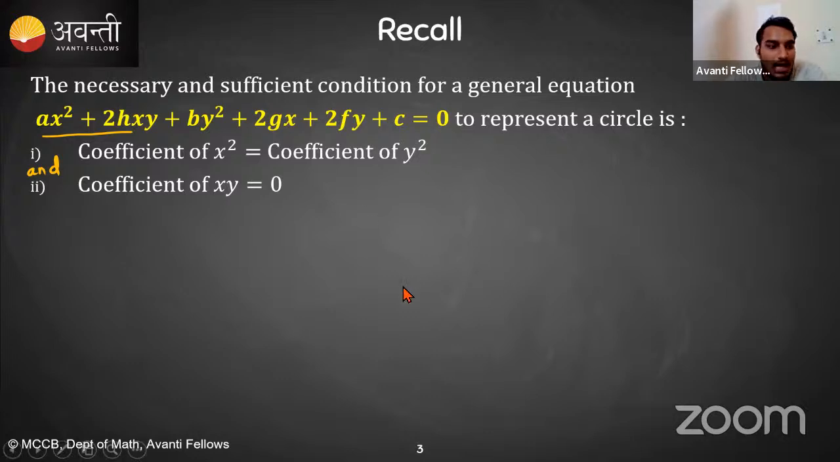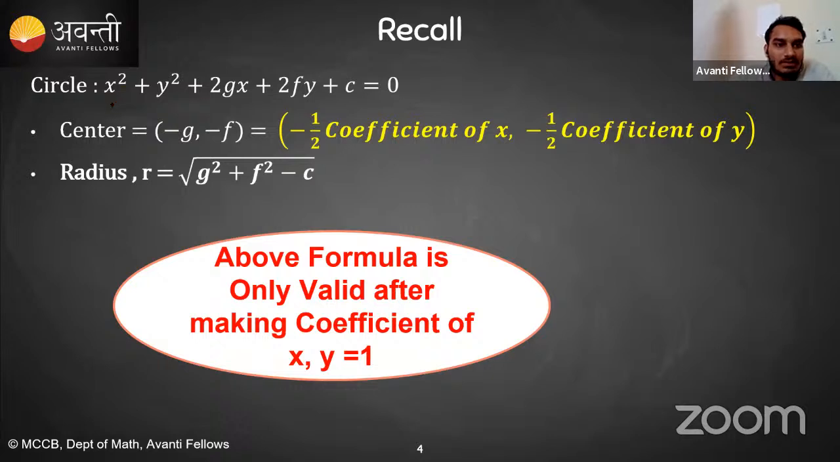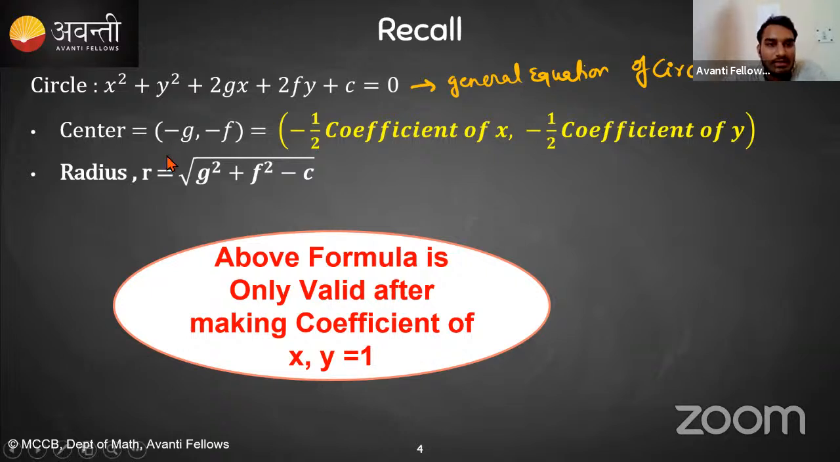Okay. And after that, we talked about the general equation of the circle. If the general equation of the circle is given, then by seeing the equation we can directly comment on the center and the radius of the circle, right? Minus g comma minus f, which is minus half times the coefficient of x comma minus half times the coefficient of y, is the center, and the radius is under root of g square plus f square minus c, right?